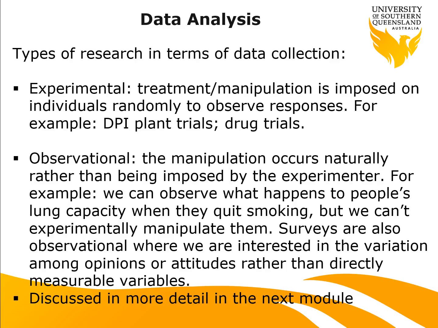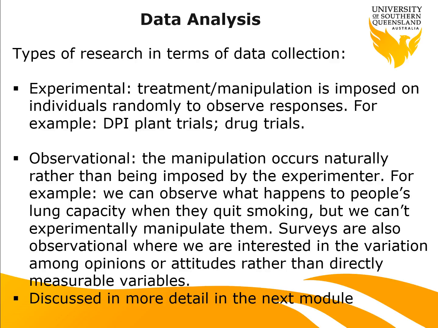So we can think of types of research in terms of data collection. Experimental research is where the treatment or the manipulation is imposed on individuals randomly to observe their responses. So we might be looking at DPI plant trials, where we give some plants a fertilizer and some plants do not receive the fertilizer. So we, the researcher, are imposing a manipulation on the things we are measuring.